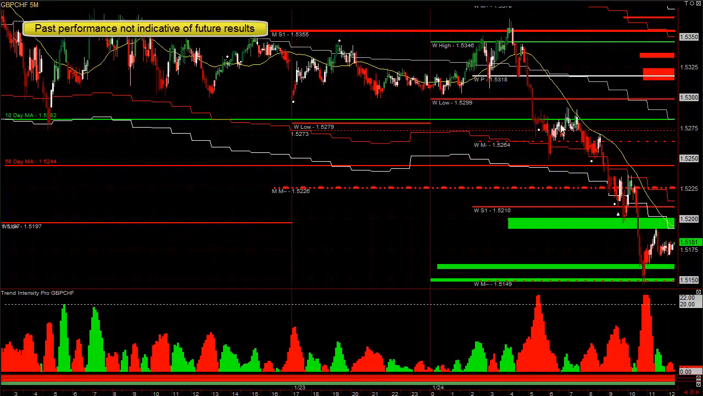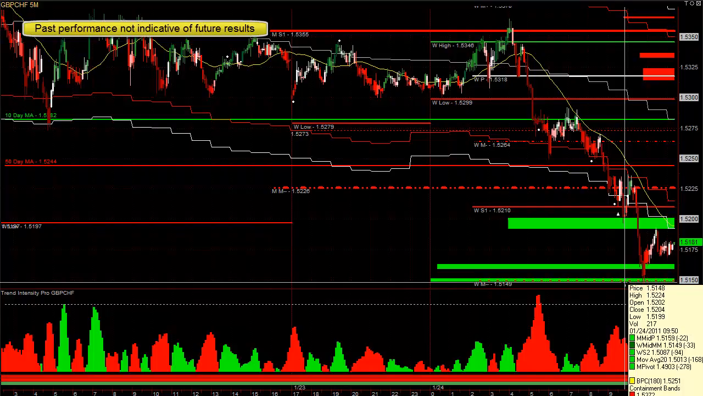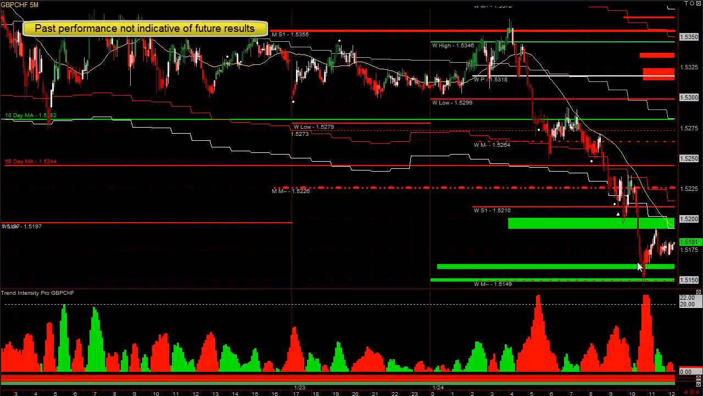You wait for a little counter trend move. You might have gotten short here and lost money. You go short again right here, and it fell from 52.75 all the way down to 51.50. 125 pip move. Now you might not have gotten or stayed in it the whole time down.